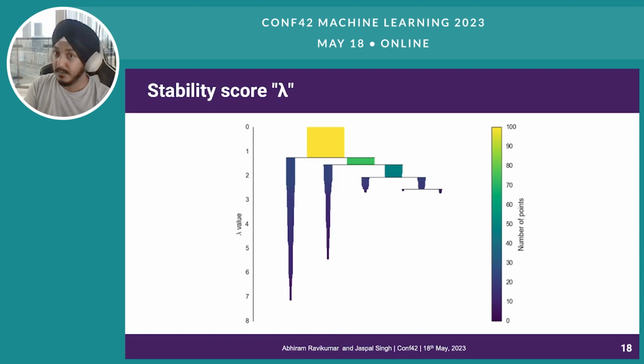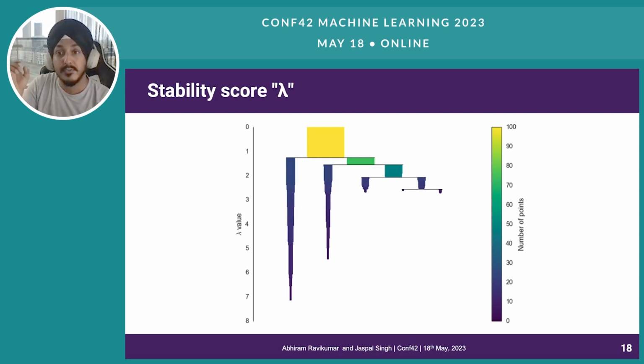One is the density of the points, and the other is the persistence, basically how long it lasts in the hierarchy. Now, here, when you see the y-axis, it's the stability score, which is the highest for which cluster. As you can see, the first two clearly have the highest stability scores, and the width of the cluster and the color give you the number of points in that cluster.